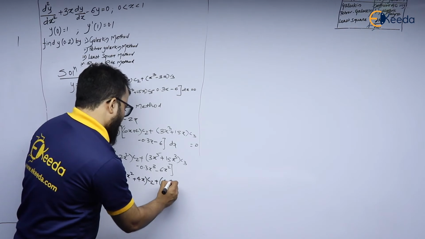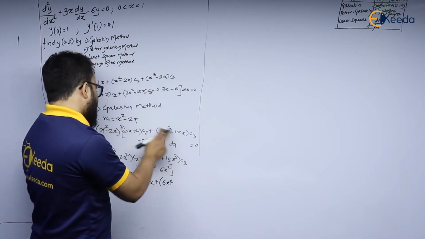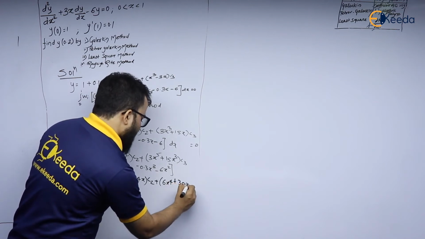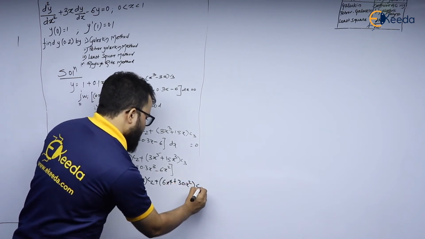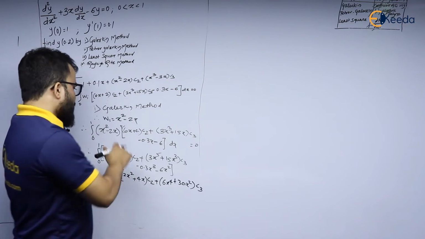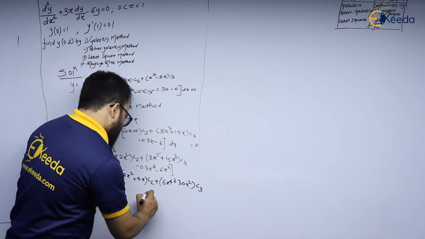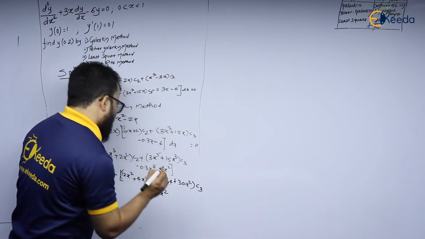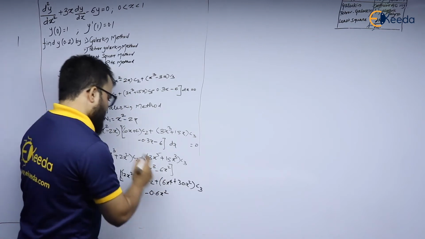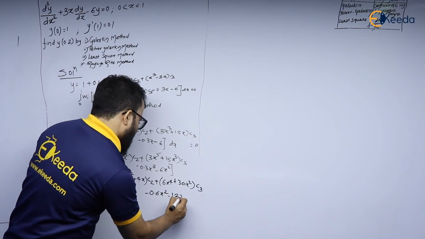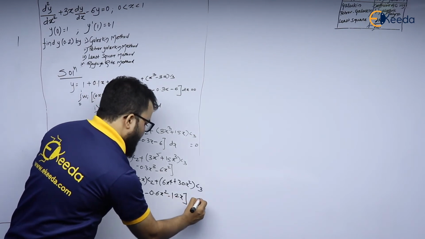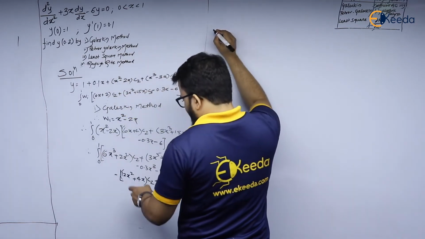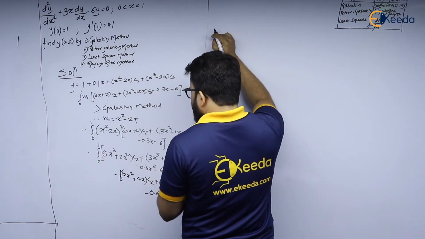6x raised to 4 plus 15 into 2, that is nothing but 30, but this becomes 30x square into C3. Yeah, so 2x into this, so this becomes minus 0.6x square, and this 6 into this becomes minus 12x bracket complete dx is equals to 0. So now we will gather this C2 and C3 term.